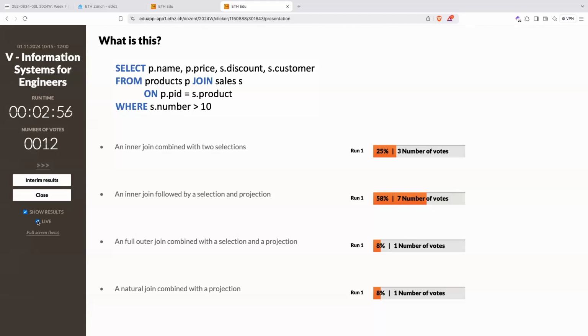So basically, those who said a join with two selections, you could argue that on is a selection, but it's part of the join. When you have join on, that's just the predicate of the join. So it could be implemented as a selection on a Cartesian product, but technically, we view it as a join in that case.